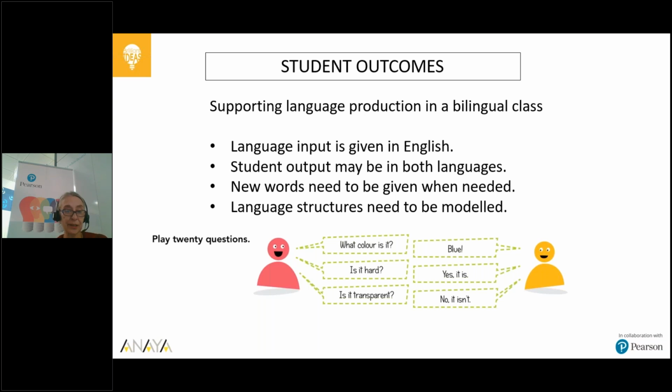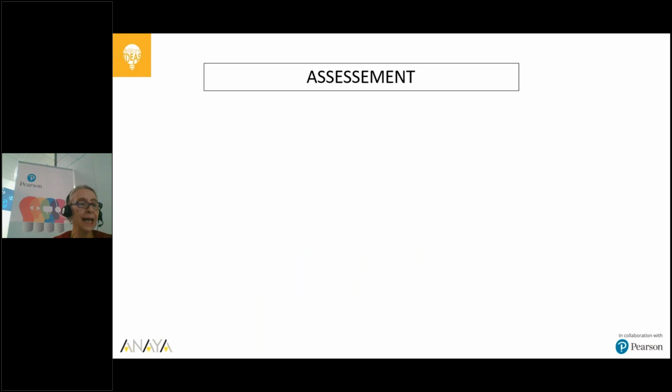This is a 20 questions about properties of material, where you're guessing a material or an object. First, the colour. What colour is it? And then you go through asking questions about the different properties. And we give the model the cascading questions here, and students can apply them to play the game. So we're supporting the language output with these models, on the understanding that they might slip and go into Spanish sometimes. So that's the language problem in a student outcome, to be supportive and understand that the two languages will be working together.